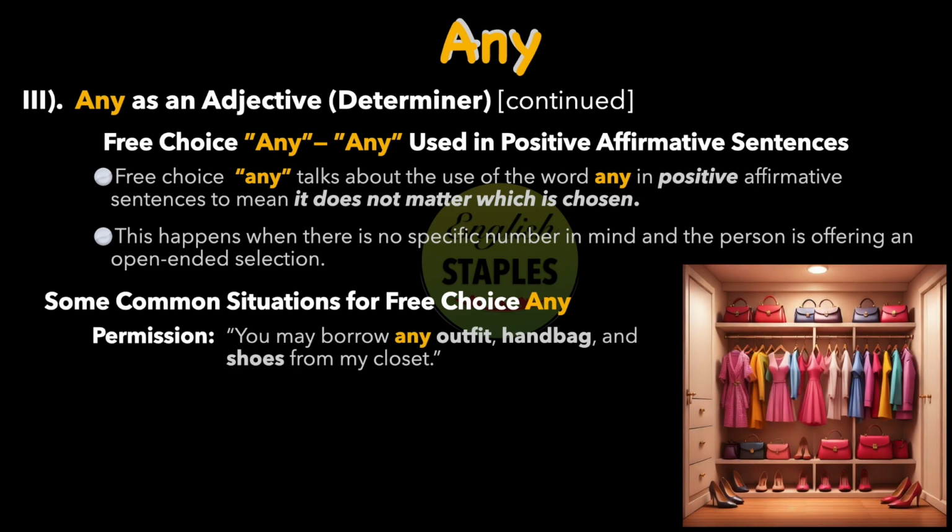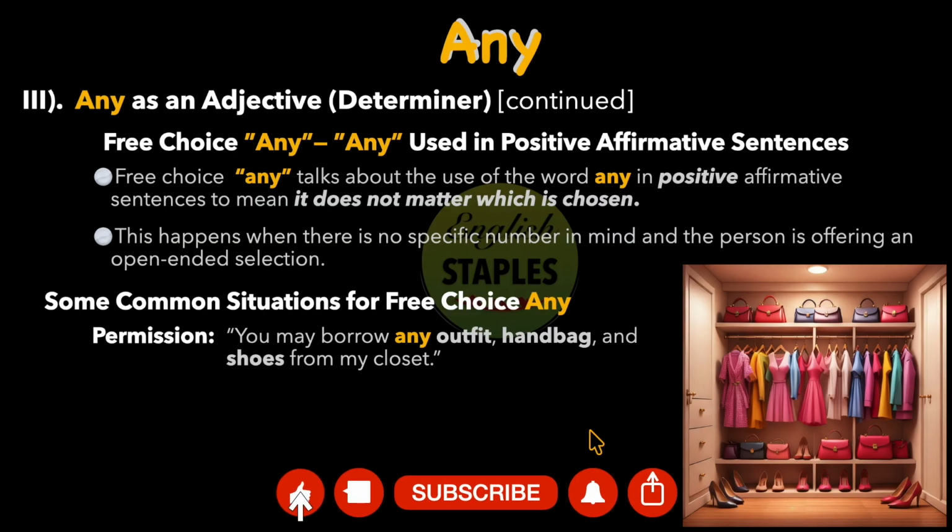Permission. You may borrow any outfit, any handbag, and any shoes from my closet. Any. It's an affirmative sentence and it's quite positive. There is nothing negative about it. It's open. You can choose whatever you like. It doesn't matter. So these are common free choice, any outfit. That means you can borrow one, you can borrow five pieces. It doesn't matter. You can borrow two of my handbags. It does not matter. You're free.